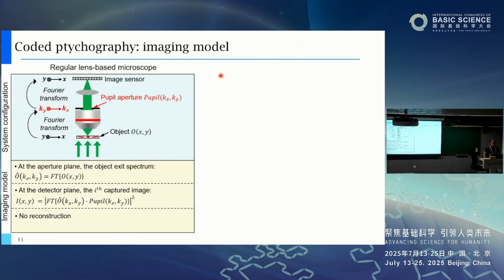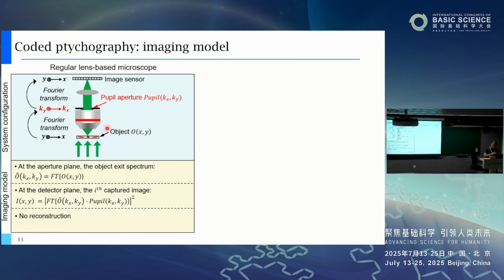I also want to compare our approach with the conventional optical microscope. So this is the conventional optical microscope. You have the sample, the objective lens, and the pupil aperture at the back of your objective lens. And then you have the tube lens, and you have the image sensor. Essentially, this conventional optical microscope is doing two Fourier transforms. The objective lens does the first Fourier transform, and the tube lens does the second Fourier transform.